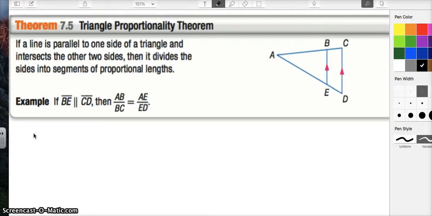So Theorem 7.4 gives us the triangle proportionality theorem, and it basically says that if a line is parallel to one side of a triangle, so here that line would be BE, if we've got a line parallel to one side of a triangle and it intersects the other two sides, then it divides the sides into segments of proportional lengths. So this segment, because it cuts two sides of the triangle, and it's parallel, is going to make this AE to ED the same ratio as AB to BC, as we see here.